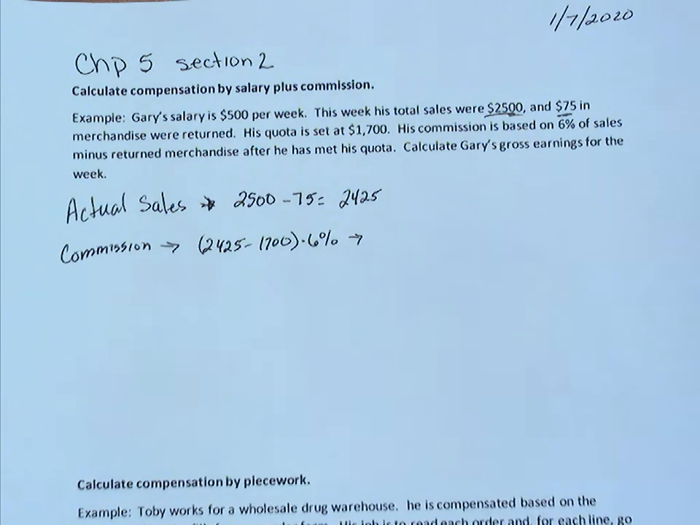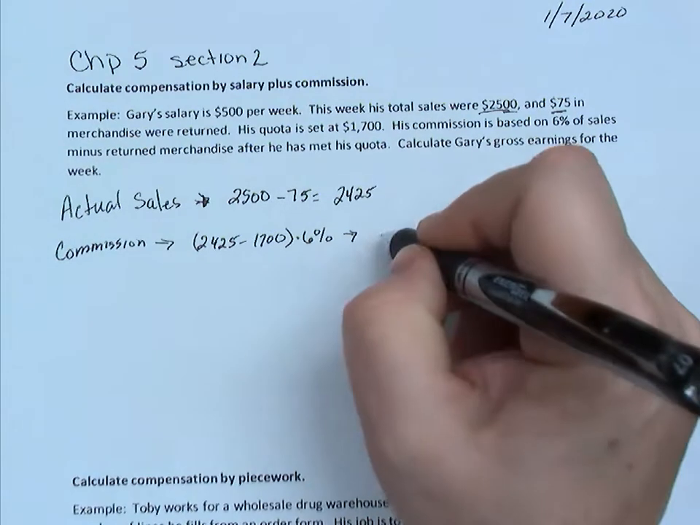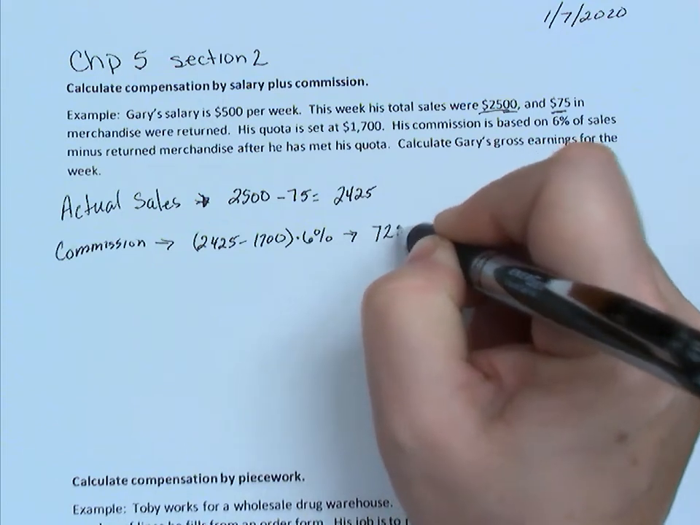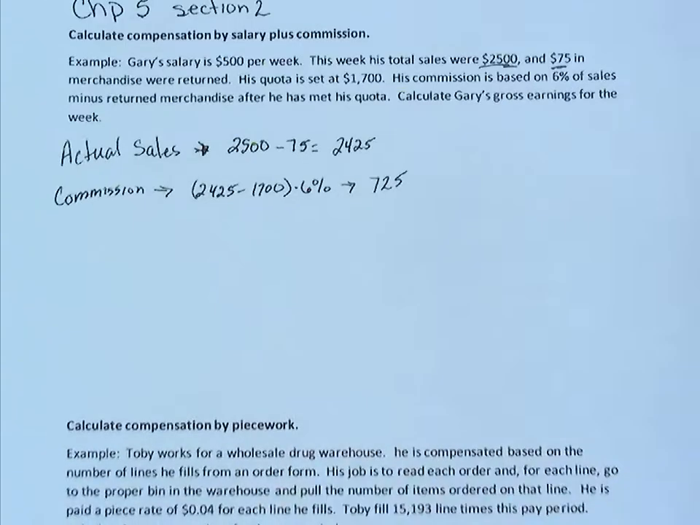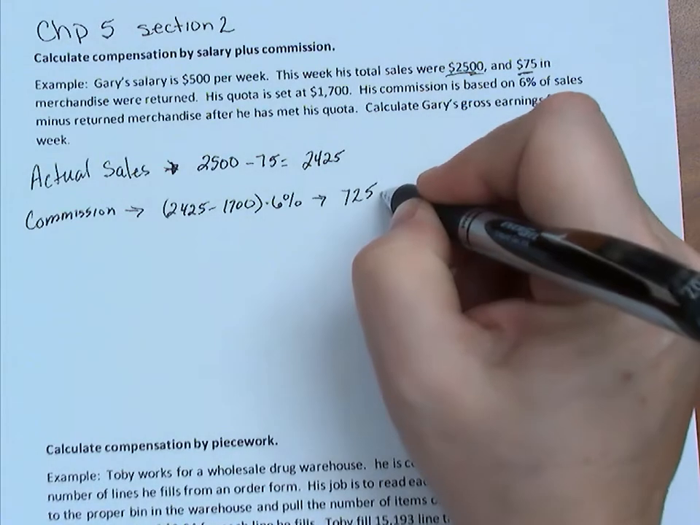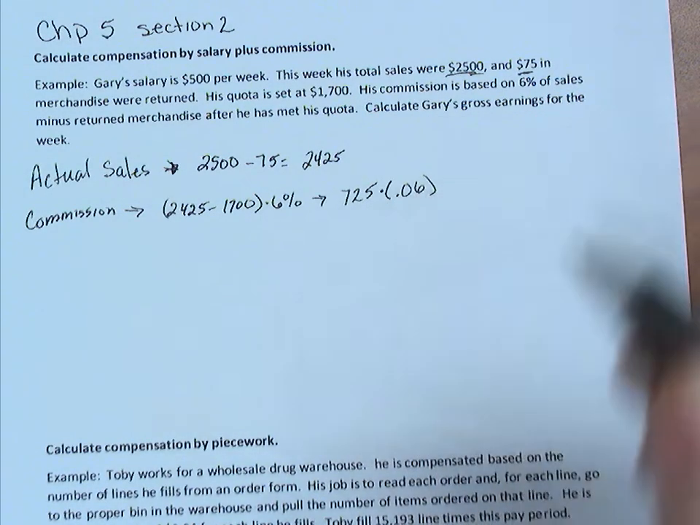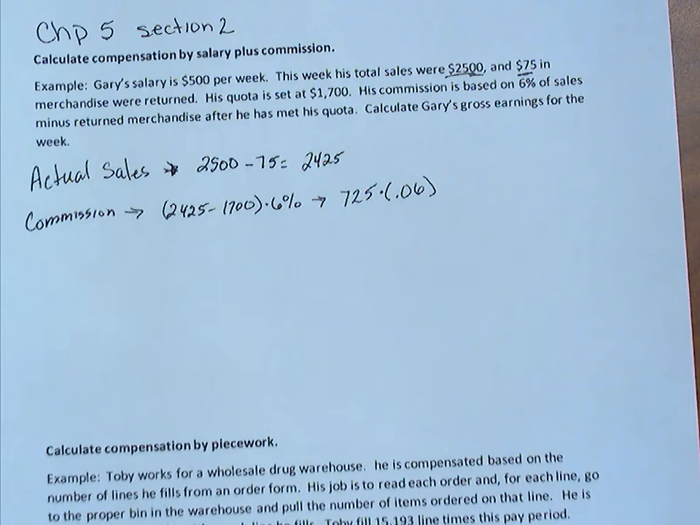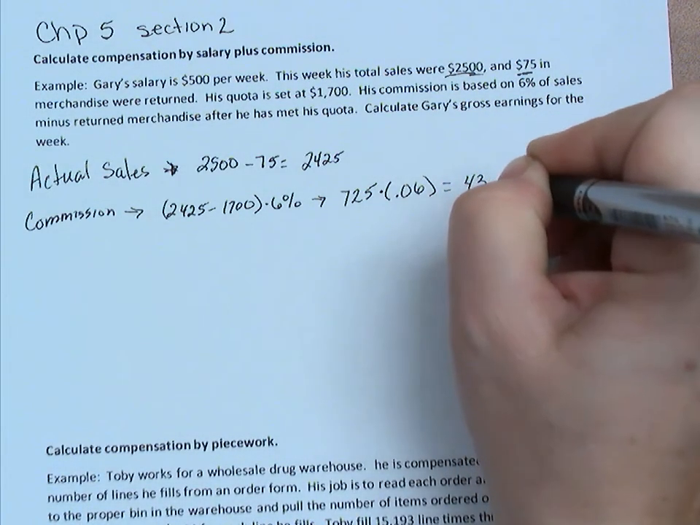Okay, so the $2,425 minus the $1,700 is $725. So he's getting paid for commission on $725. Then I'm going to multiply that by 6%. Remember, you move the decimal over, or you just put that in your calculator just like it is. When I multiply that out, it gives me $43.50.